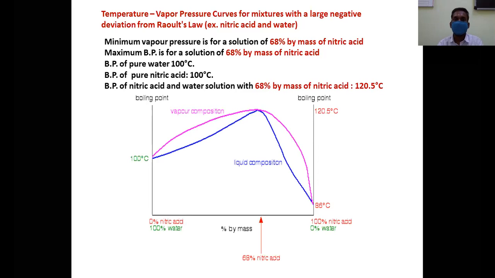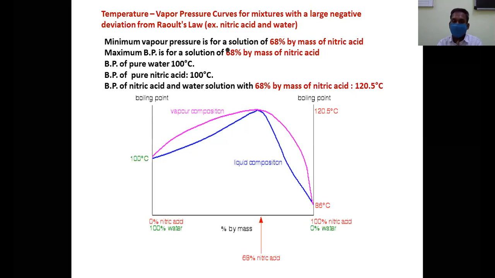Anyways, now what is the maximum boiling point attained by a solution of any composition? It is 120.5 degrees Celsius. At what composition? At 68% by mass of nitric acid, you get a boiling point of 120.5 degrees Celsius. So look at the curve. The curve is having a maxima in it, unlike in the ethanol water mixture which was having a minimum boiling point. This has a maximum boiling point.